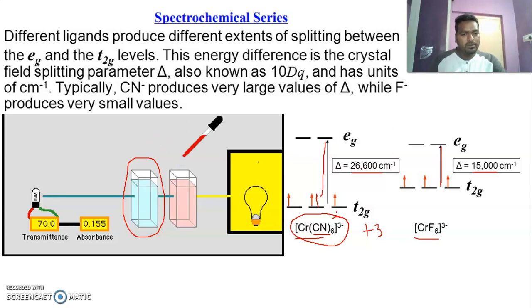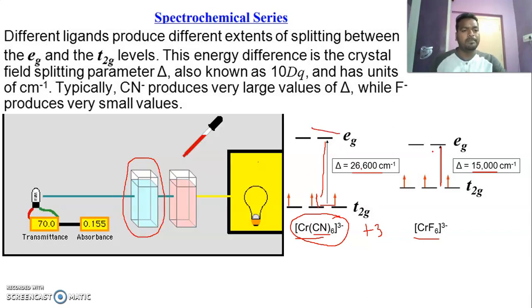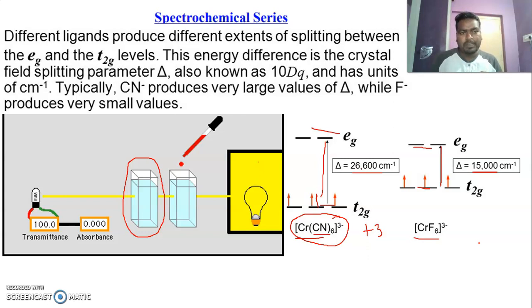And again it comes back to the Eg level. See, if the energy gap is more, what happens? It's going to absorb more energy. If the energy gap is less, it's going to absorb less energy. Once again, dear student, spectrochemical, as I said, means it involves some spectral studies. Spectral studies means what? It involves interaction of light with matter.